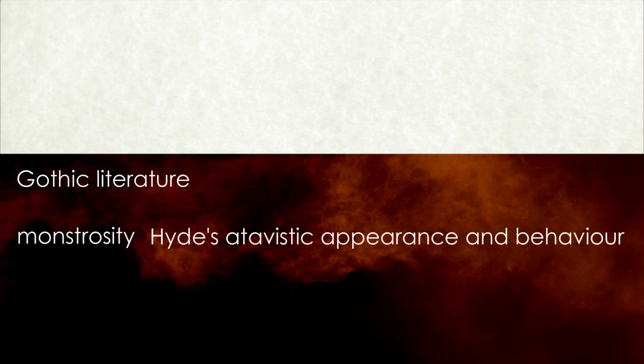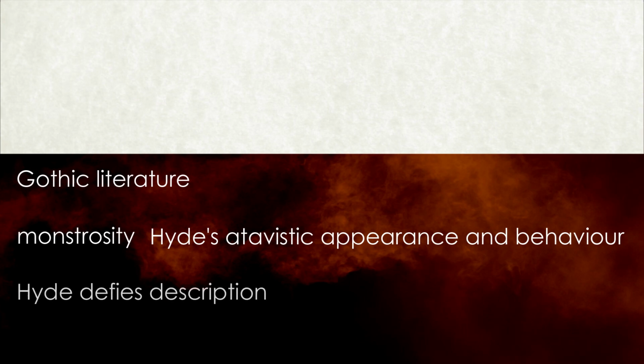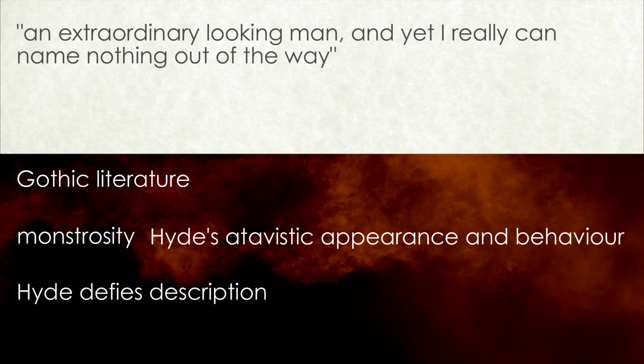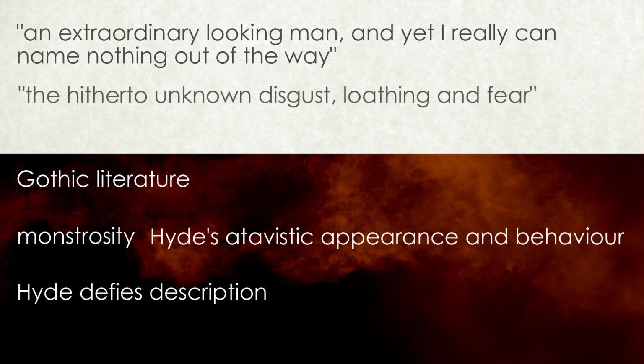Elsewhere in the novel, Stevenson uses elements of Gothic literature to create mystery and tension. The novel's preoccupation with monstrosity is apparent in Stevenson's descriptions of Hyde's atavistic appearance and behaviour, although when Enfield and Utterson try to describe him, they cannot seem to put their finger on what it is about him exactly that is so monstrous. Enfield describes him as an extraordinary-looking man, and yet "I really can name nothing out of the way." Equally, Utterson struggles to explain the hitherto unknown disgust, loathing and fear with which he regards Hyde.